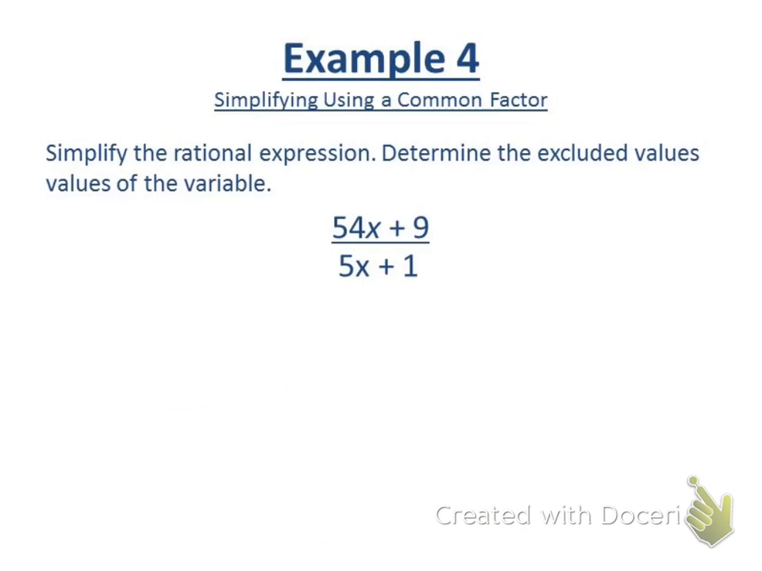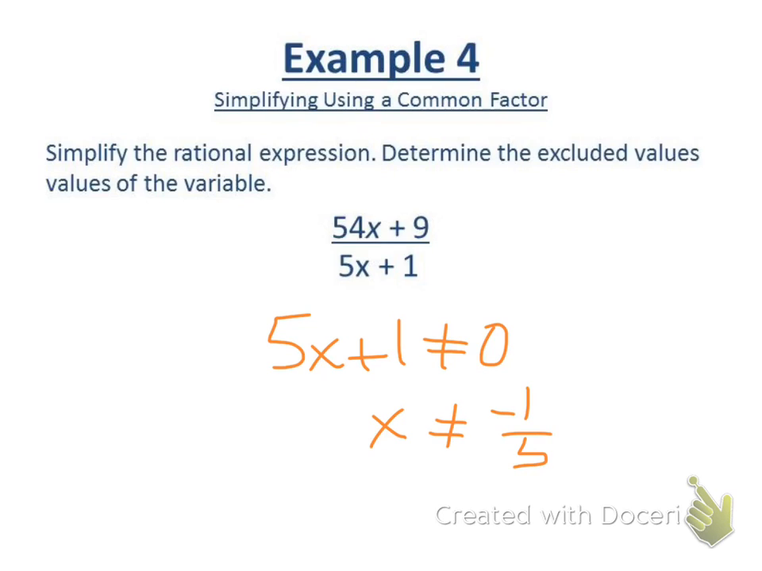Okay, what about this one? X cannot equal negative 1/5. Negative 1/5 is correct, right? Because, again, if we show the process, 5x plus 1 cannot equal 0. Subtract 1, divide by 5. X cannot equal negative 1/5. All right? Good? So those are excluded values.